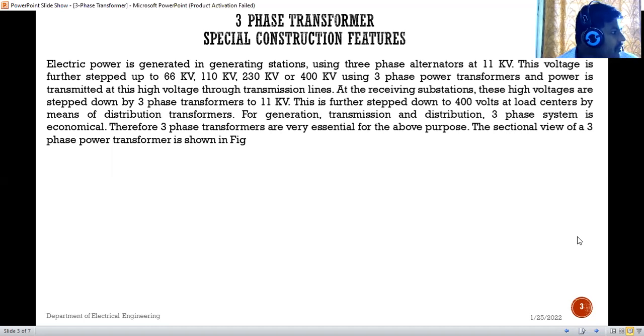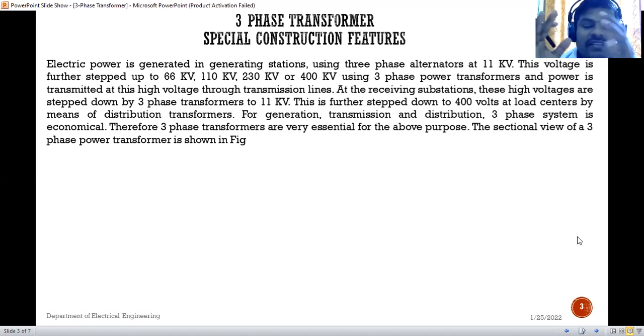This voltage can be stepped up to a higher level of voltage like 66 kV, like 110 kV, like 132 kV, or it may be 230 kV, or up to 400 kV, and the maximum highest transmission voltage in India is 765 kV. So this can be done, that is stepping up a voltage to that much higher kV voltage.